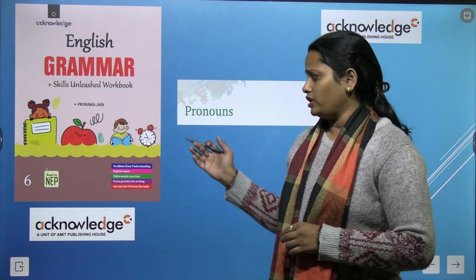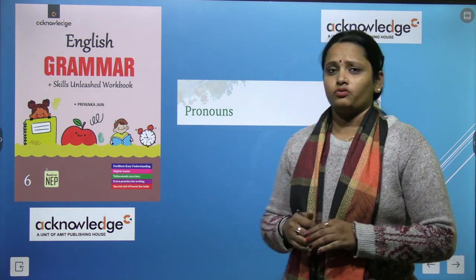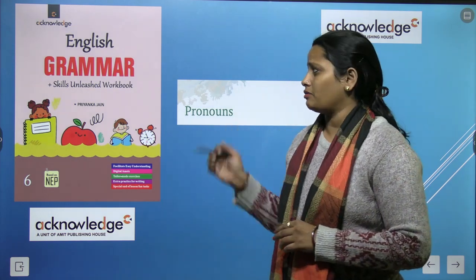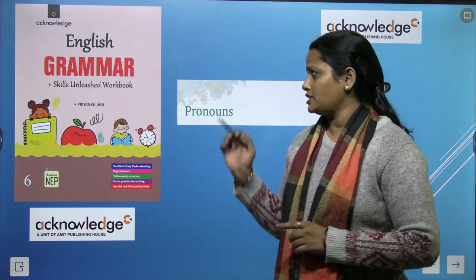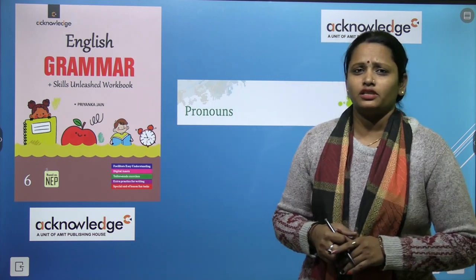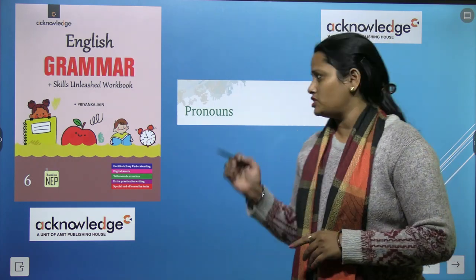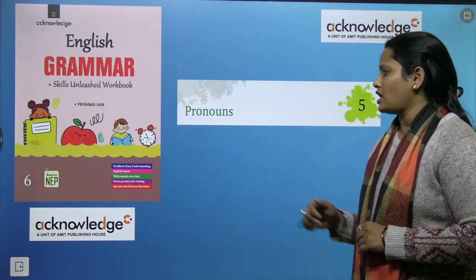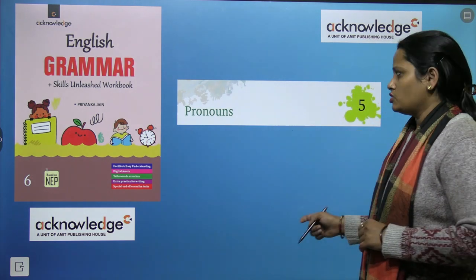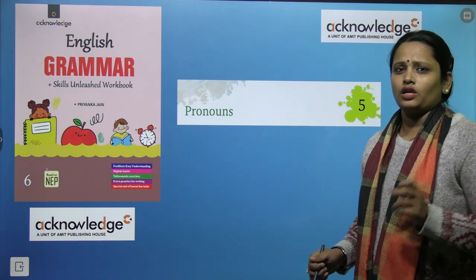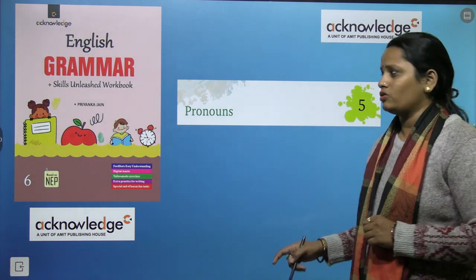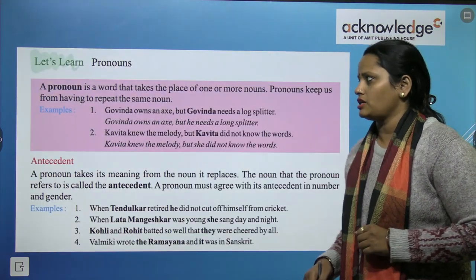Today we are doing book 6, and this is your grammar book, English Grammar Plus Skills Unleashed Workbook. I am Vandana. Today we are going to do chapter number 5 of your book, and the name of the chapter is Pronouns. We have already learned about pronouns in our smaller classes. Today we are going to learn about some more pronouns in this chapter.